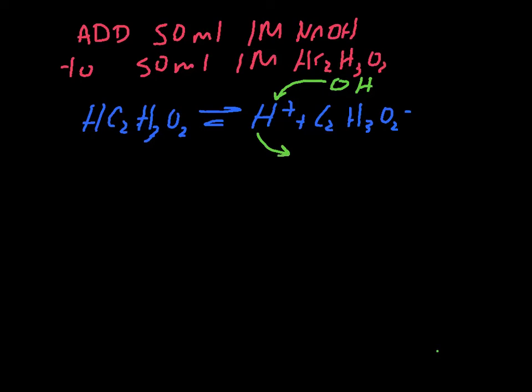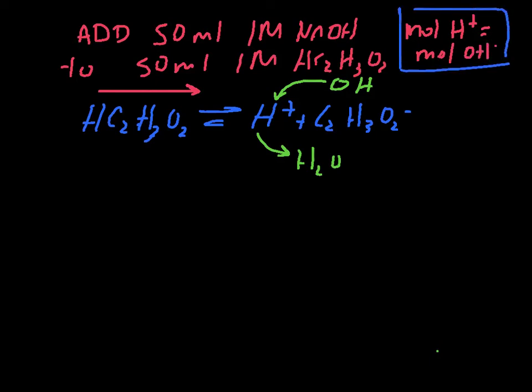I'm sitting there adding base. The base is neutralizing the hydrogen ion into H2O. The reaction the equilibrium has is more and more of the acid is going to break up. Eventually, if I went through and solved this, I'd find that, because it is the equivalence point, the moles of the H plus are going to equal the moles of the OH minus. And that's what happens at the equivalence point.